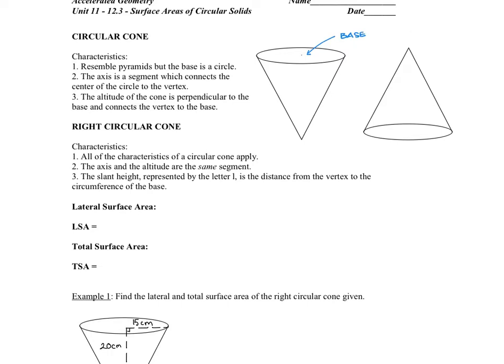The axis is the segment that connects the center of the circle to the vertex. And the altitude of the cone is perpendicular to the base and connects the vertex to the base. So in this case, the axis and the altitude will be the same segment. And we also need to know the slant height, which we called L.